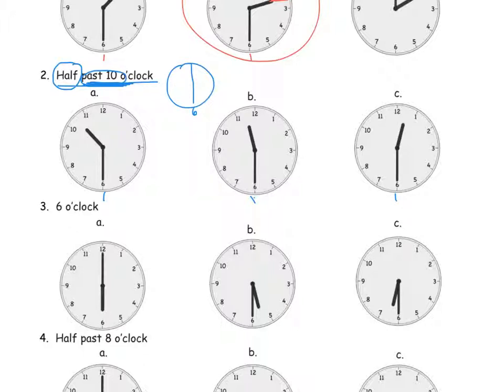So this is going to make it a little bit more challenging, but I'm looking for the hour hand to be just past 10 o'clock. If I look here, I see that this hour hand is past 10 o'clock and not quite to 11. This one is past 11, and this one is past 12. I'm looking for past 10. So it's going to be this one.